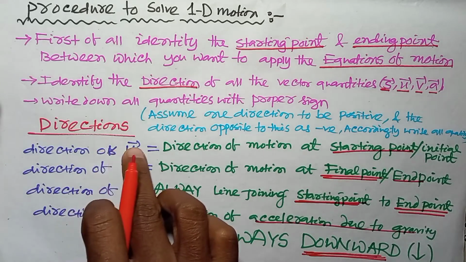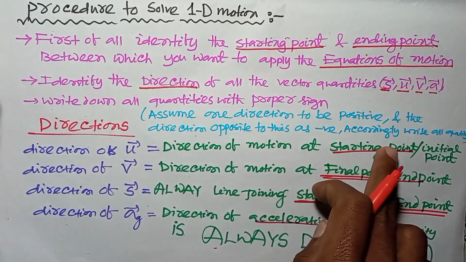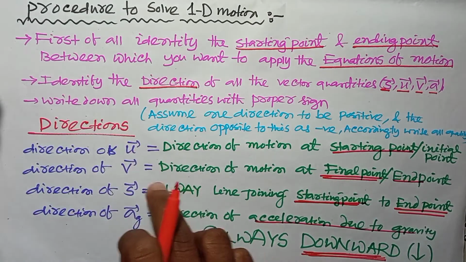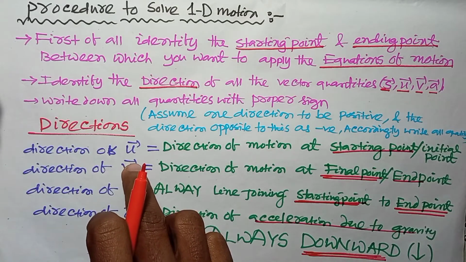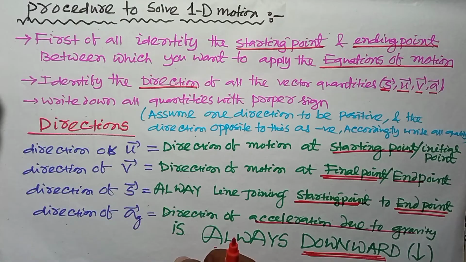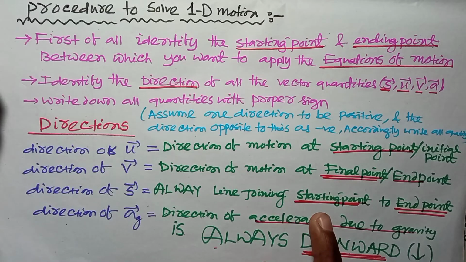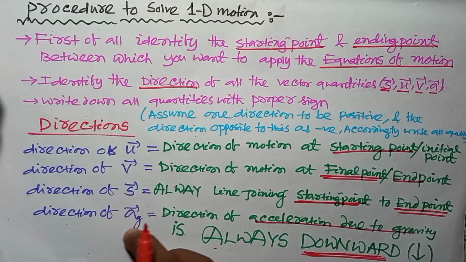डायरेक्शन ऑफ यू मीन्स initial direction of motion. Direction of v vector means final direction of motion. And direction of s vector is always from starting to end point and the direction of acceleration due to gravity is always downward.